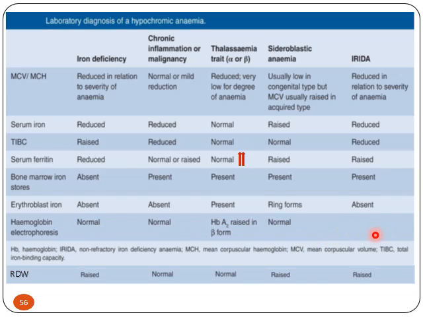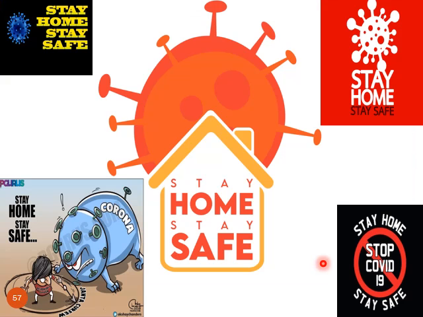For the hemoglobin electrophoresis, it's normal in all of these types, but for the thalassemia, if it is thalassemia trait, there will be a raised hemoglobin A2 with slight raise in the hemoglobin F, while if it is a thalassemia major, there will be elevation in the hemoglobin F with absence of hemoglobin A and slight raise in the hemoglobin A2. For the RDW, it's raised, as we mentioned, in the iron deficiency and the sideroblastic anemia, while it's normal in the thalassemia trait and the anemia of chronic disease. With that, we have finished our microcytic anemia.